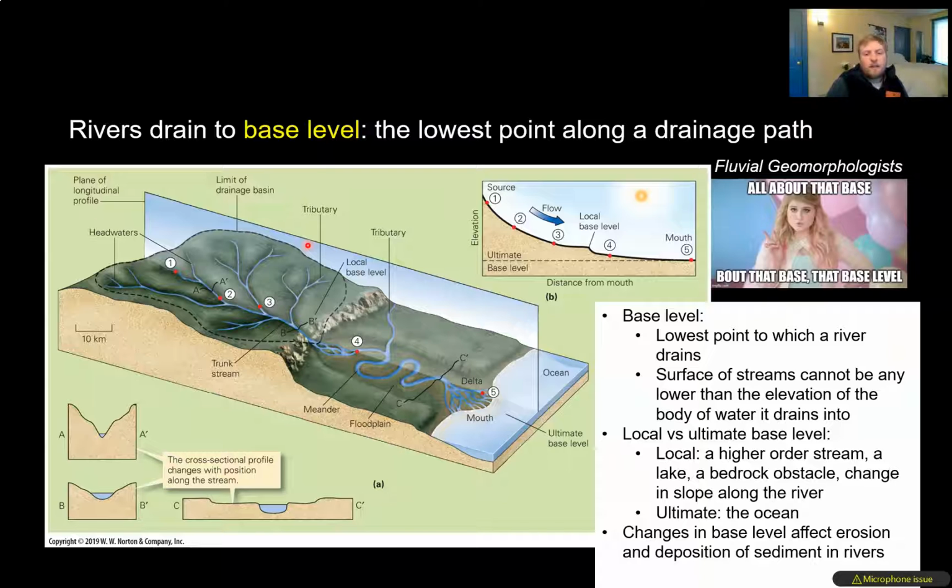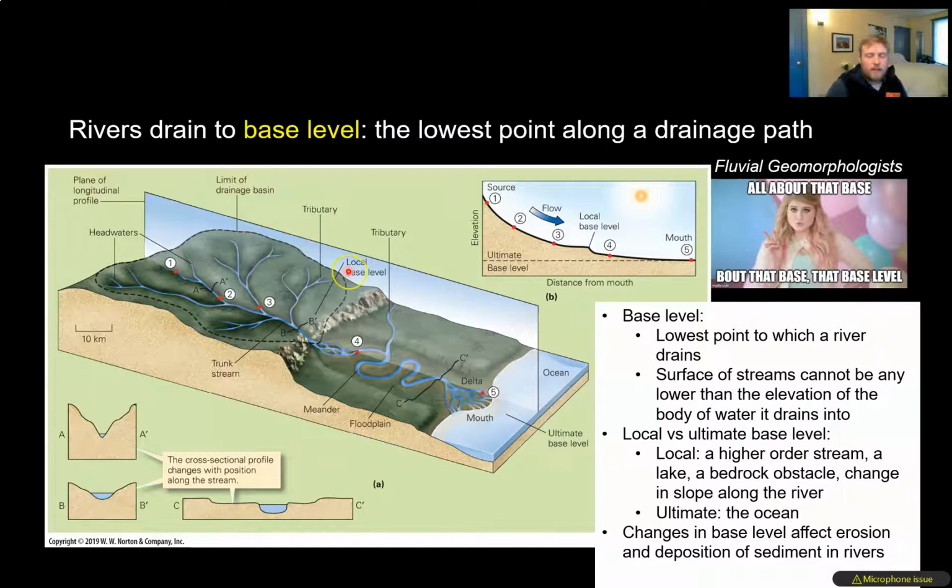Just like when you see a small stream flowing into a larger river or the Winooski River flowing into Lake Champlain, right? The elevation of the river water at that point is the same as the elevation of the water in the lake.